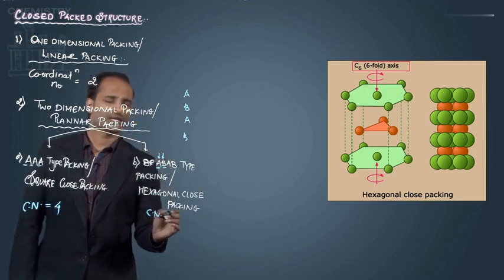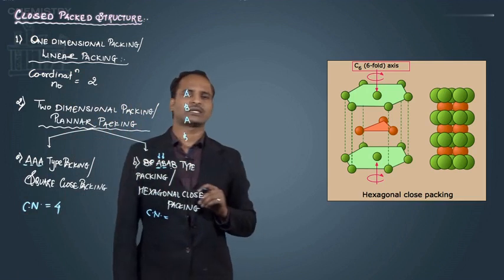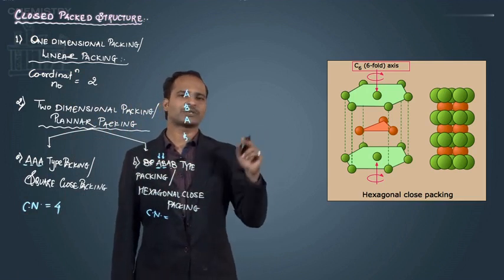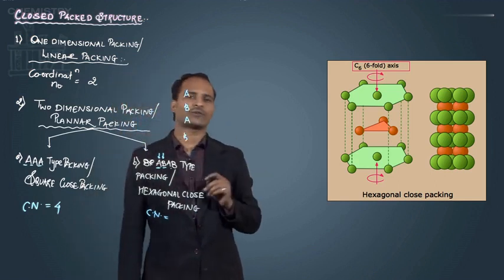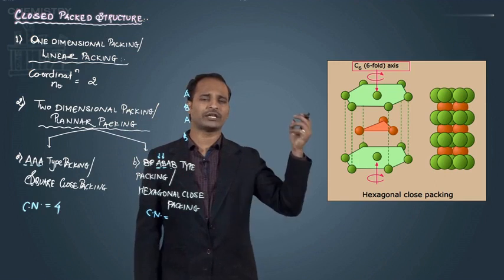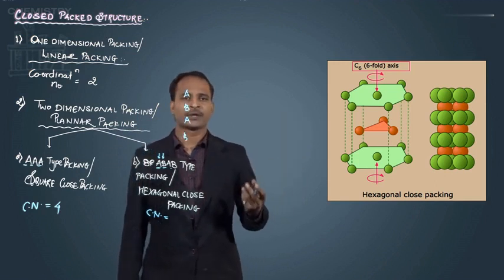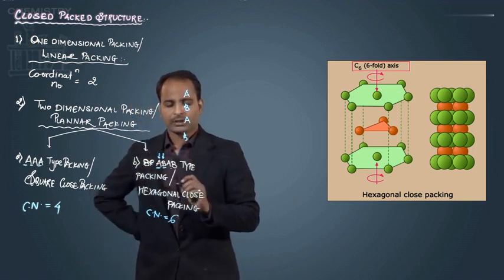Now in this case, I just wanted to know the coordination number. To get the coordination number, you consider any atom, any sphere. Let me label it as D. You can see that it is surrounded by 6 spheres: 1, 2, 3, 4, 5 and 6. So there are 6 spheres around every sphere. So the coordination number is equal to 6.